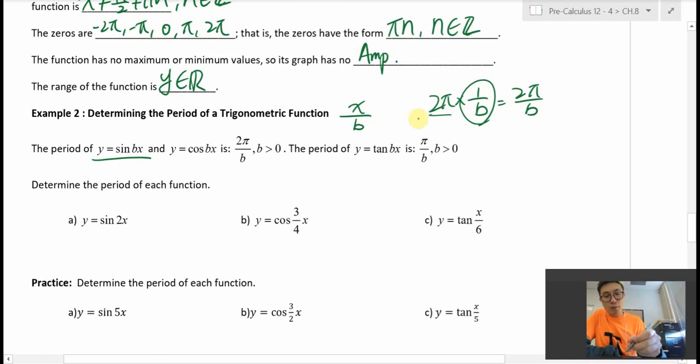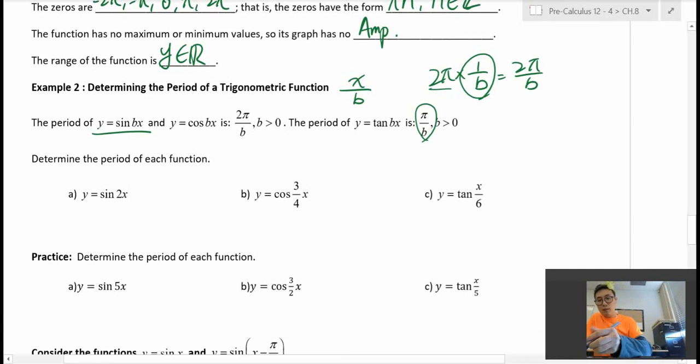Similarly for tangent, because the period for tangent was just pi, it's just pi over b instead of 2 pi over b. Okay, so just be careful. For sine and cosine, it's 2 pi over b, but for tangent it's pi over b. So in this case, for sine of 2x, the period is going to be 2 pi divided by 2, which is pi, compressed by 1/2.